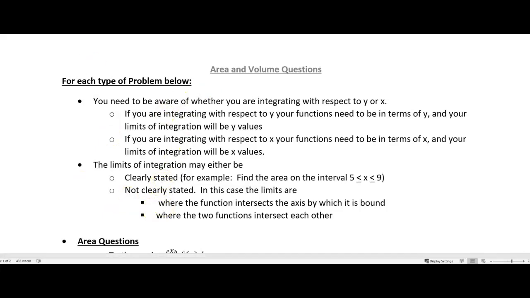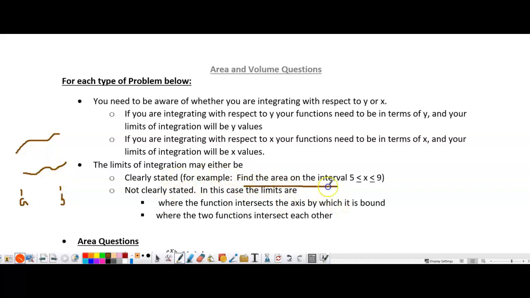Now, sometimes you can have two functions that you want to find the area between them. So let's say I had these two functions, and I want to find the area between them from here to here. Well, the functions are not intersecting at all. They don't touch. I just want to go from A to B, and for those types of problems, they'll tell you what A and B are. They'll say, find the area on the interval from 5 to 9 or something like that.